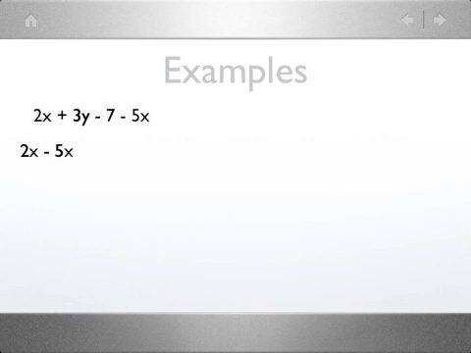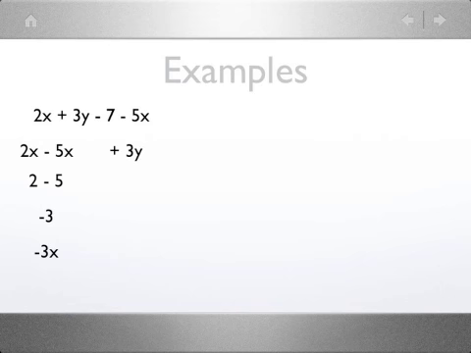Now I take a look at my coefficients. I have a positive 2, and then I also have a subtract 5. I need to make sure that you carry that sign down. So 2 minus 5 gives me a negative 3, so that means I have negative 3 x's.